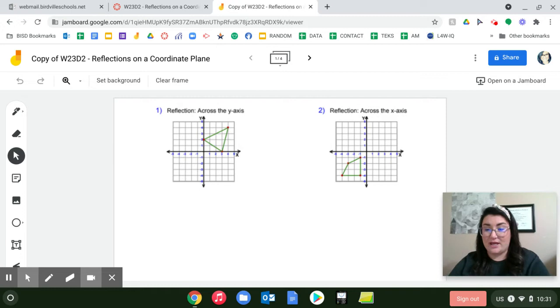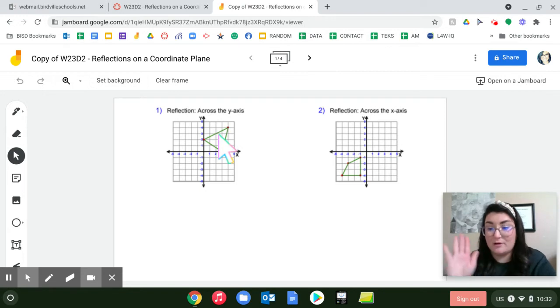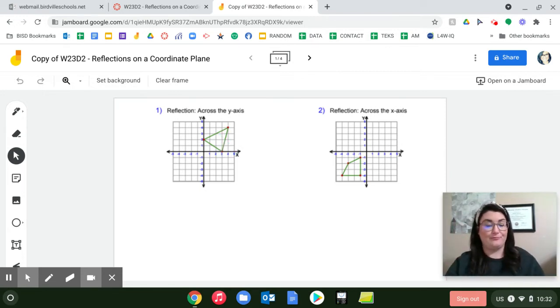So let's go ahead and look at number 1. They're going to tell you which axis to go across. So this one says reflect across the y-axis. So that means this y-axis right here is like our mirror. That's like our line of reflection, what we're going to flip over. Okay. So I know that this triangle is now going to flip over to this side. And it should look like a mirror image from one quadrant into the next. It should be like a mirror.